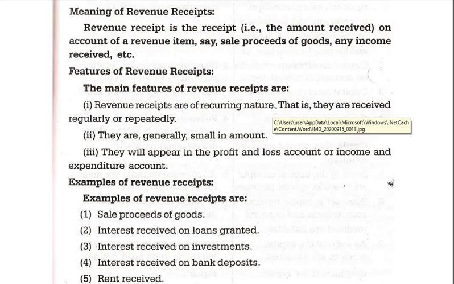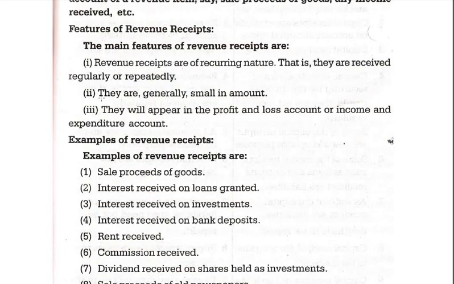For example, rent, if any asset is let out, say a building is let out, so rent is being received every month. Thus they are repetitive in nature. For example, interest received on loans granted, so repetitive in nature. Interest received on investments, so they are repetitive in nature. They are regularly received. They are generally small in amount.